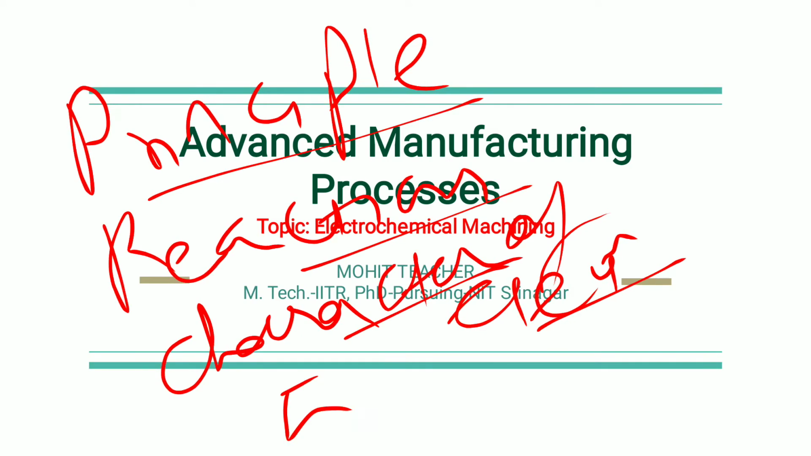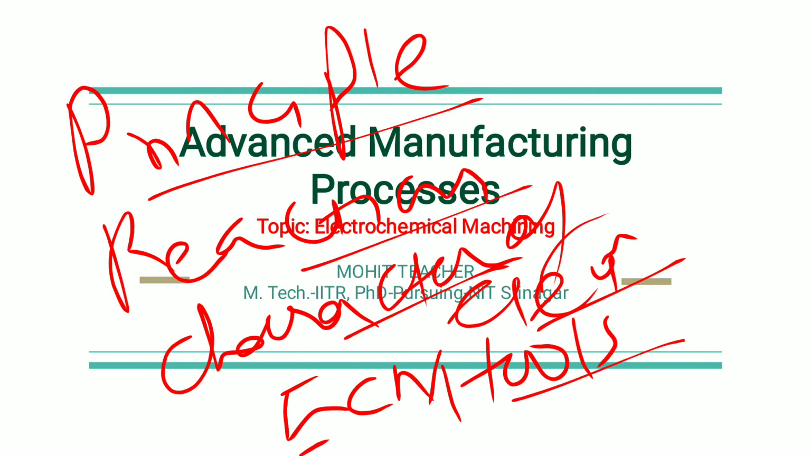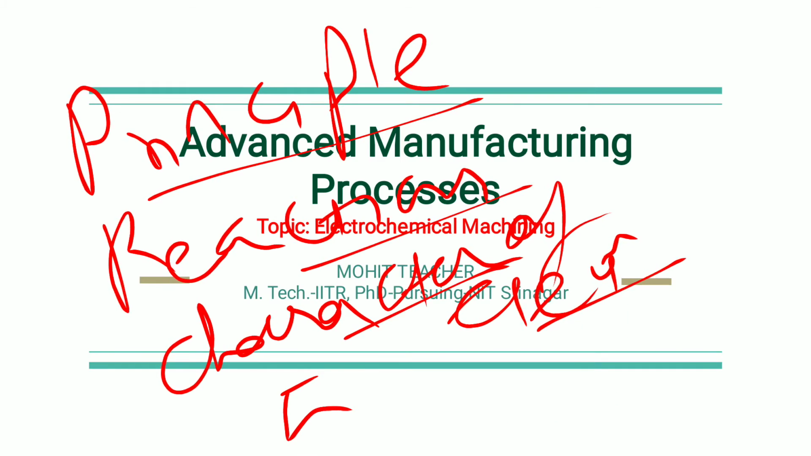We also saw the properties of the ECM tools which we use during this electrochemical process. And we also discussed the parameters, what parameters we are using. These things we have already seen in the last video.